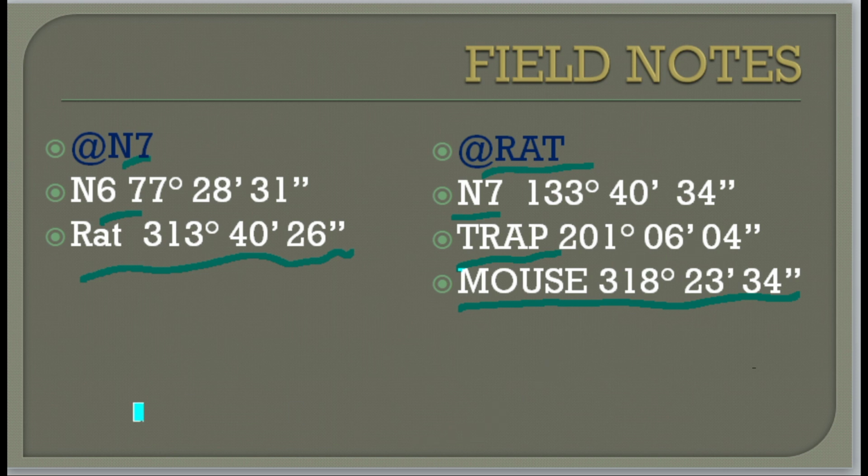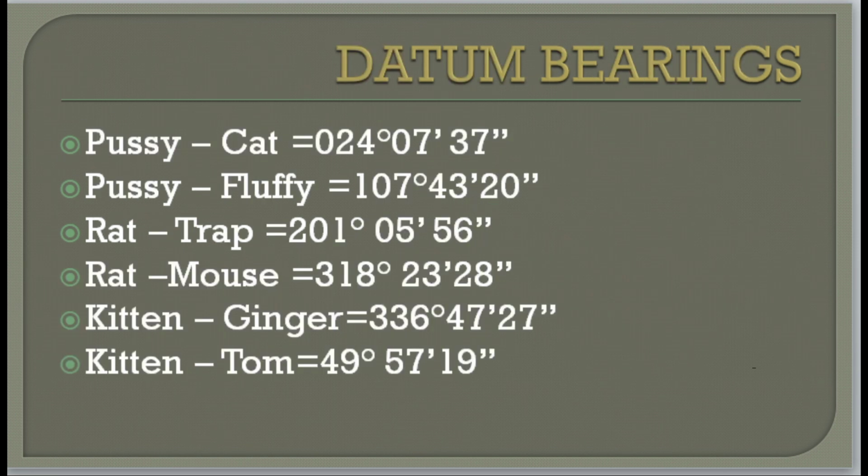After having observed that, here we have the datum bearings. We were given the datum bearings of this question. So we have the Pussy to the Cat. Here the datum bearings are the correct bearings that were supposed to be there on the field. So these bearings don't have any error of any kind. So from the Pussy to the Cat, Pussy to Fluffy, we have the correct datum bearings provided to us here.